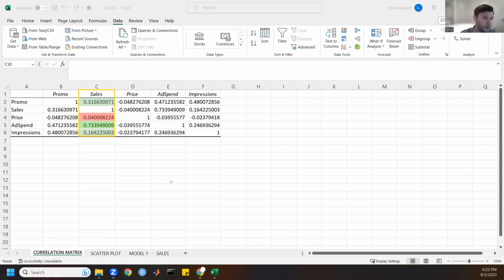For example, promo's correlation is bigger than 10%. It's around 0.31. Impression is also slightly larger than the ad hoc value of 10%. And again, that was 2 divided by the square root of n, the square root of 365 observations in this case.